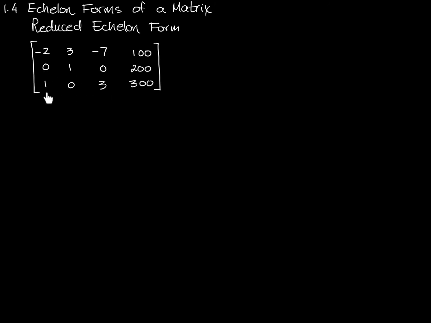The third row is nearly perfect in that there's a 1 in the first position, a 0 in the second position. There's a number in the third position, but we can probably get rid of that fairly quickly. The only problem with it is that because the pivot or the potential pivot is in position 1 here, this should probably be row 1.